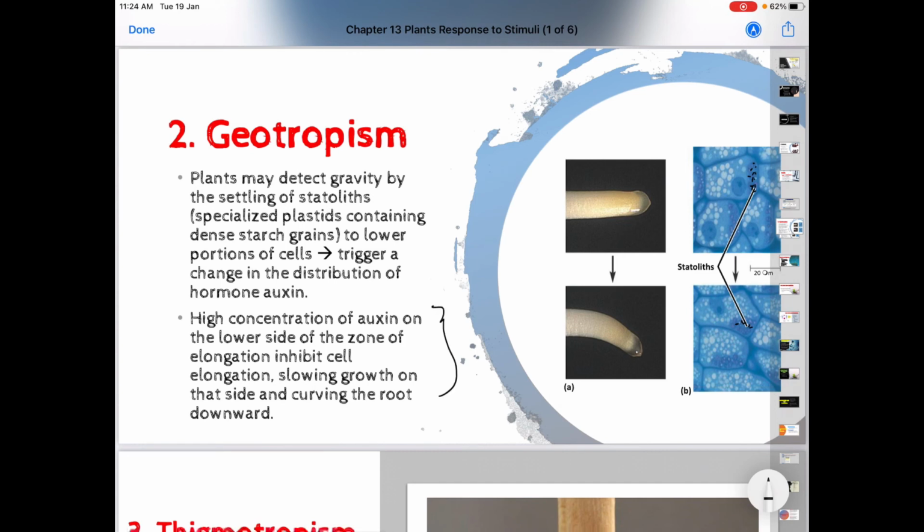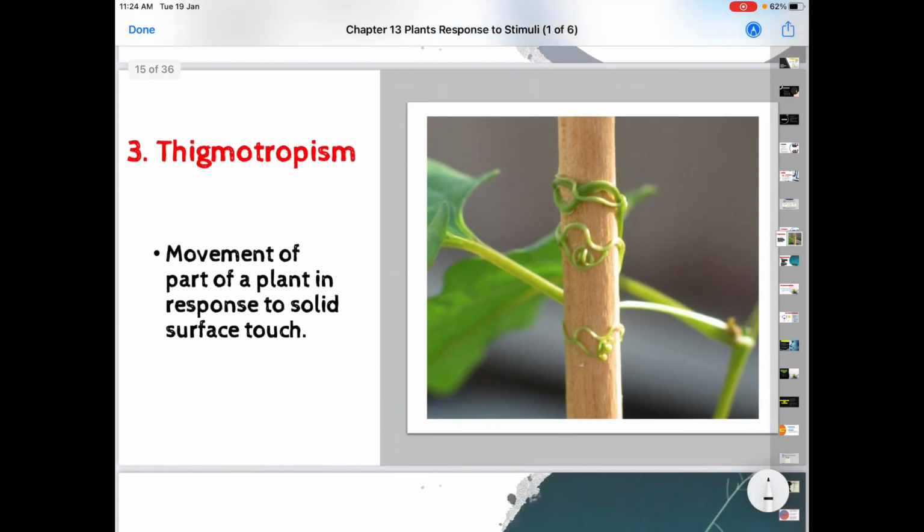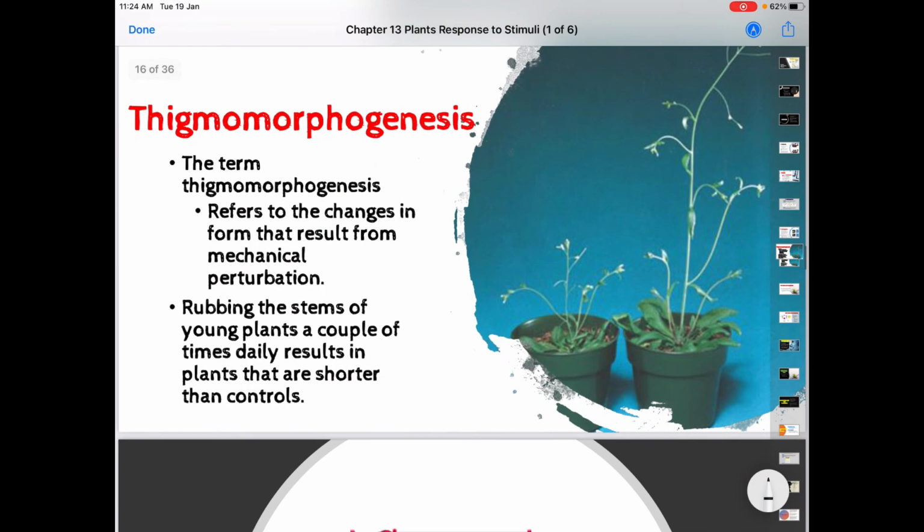So this is how auxin plays a role in curving the root downward, and it relates to geotropism. That's why the root is considered positive geotropism with the help of auxin. You can refer to this point. Alright, now we go into thigmotropism, the movement of a part of a plant in response to solid surface touch. When the plant touches something solid, it will grow towards it.